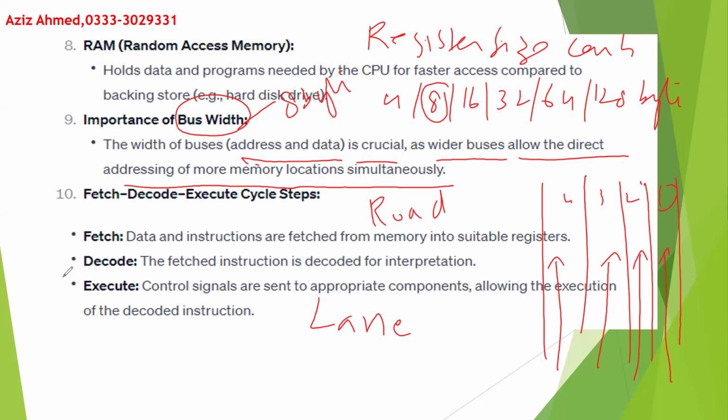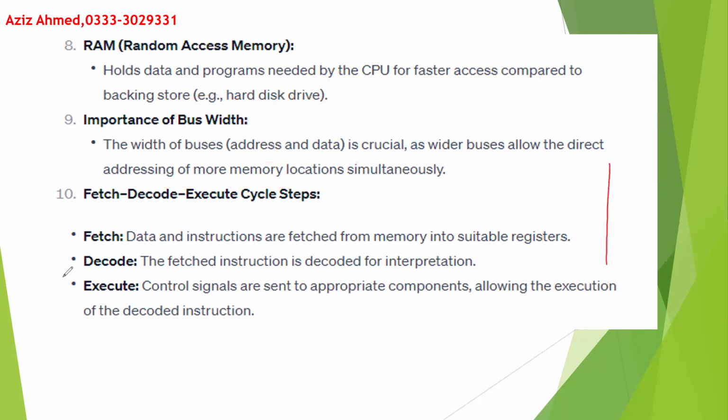So bus width is the same. If you have 4 byte bus width, it is slower than 8 byte. Got the idea? The width of the bus's address and data is crucial. It becomes wider when you upgrade your computer from 4 byte to 8 byte. So 8 byte is faster than 4 byte. Wider buses mean a number of vehicles can move on the road.